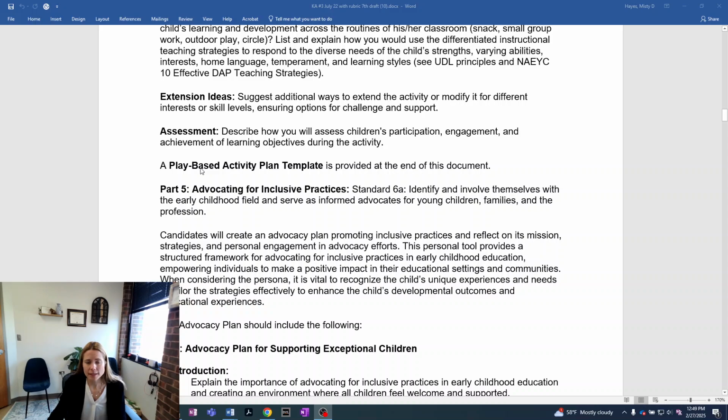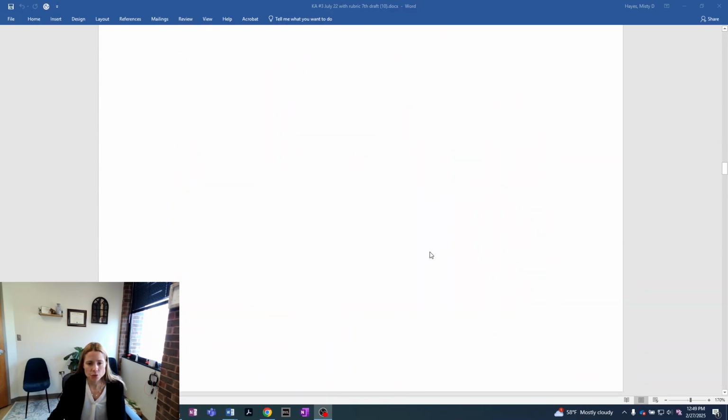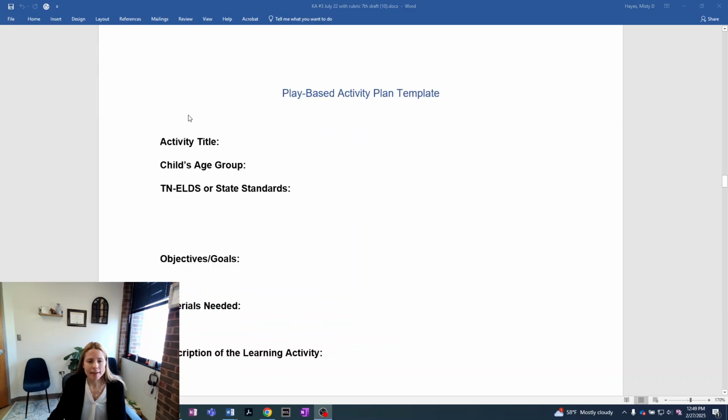Now remember, I already told you in the beginning when I was going over part 4, the play-based activity plan template that I want you to use for part 4 is at the end of this document. So you're going to have to scroll down to the bottom, and under this appendix, you're going to see the play-based activity plan template, and this is what you will use, and you will fill this part out.